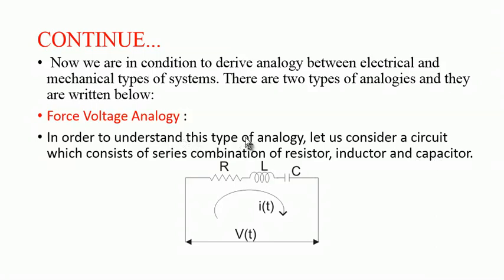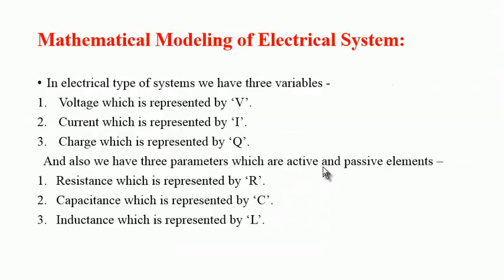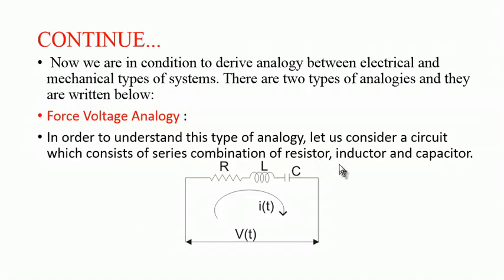Which type of analogy? Force and voltage analogy. This is the analogy between the mechanical and electrical systems. Let us consider a circuit which consists of a series combination of a resistor, inductor and capacitor. These three are the active and passive elements which are used in the modeling of electrical systems. What are those? Resistor, inductor and capacitor. These are connected in series.